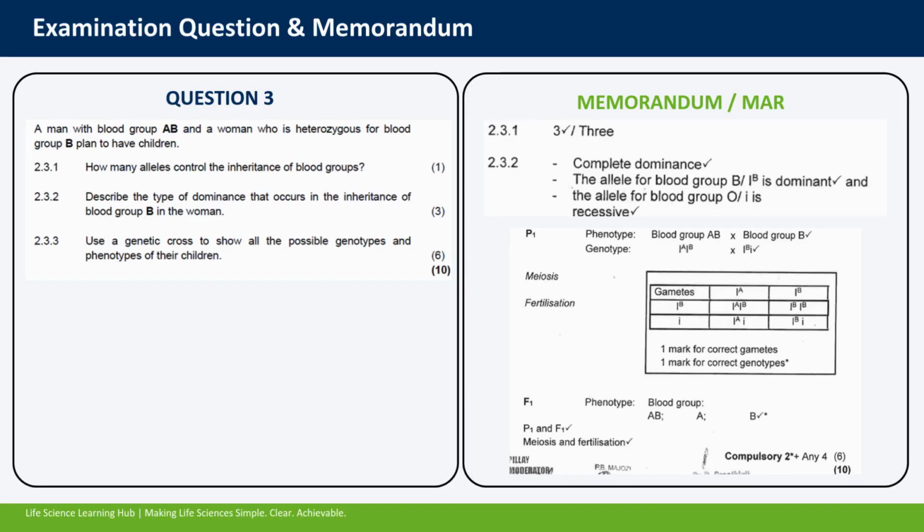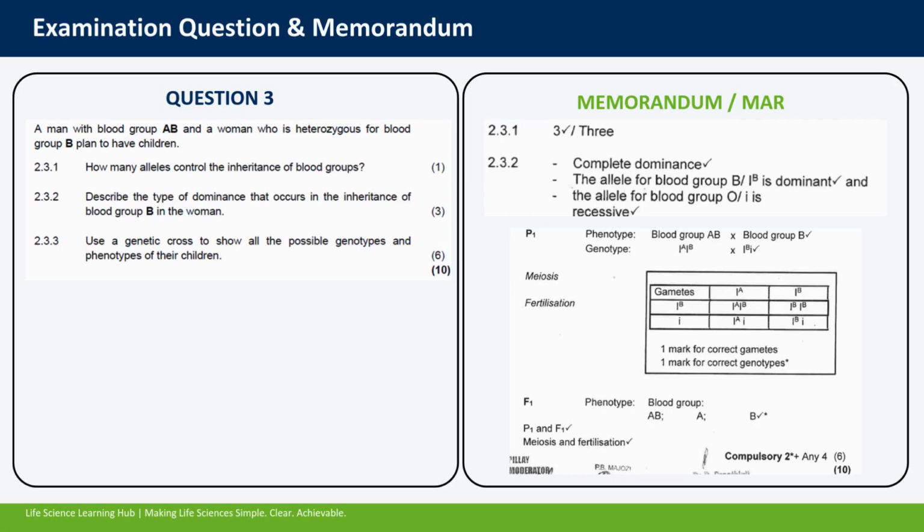And the reason for that is that the allele for blood group B, meaning IB, is dominant over the recessive allele small i. So definitely it will be complete dominance. So do you see, you've got 3 marks here, 1 mark for complete dominance, 1 mark for saying IB is dominant, and small i is recessive.